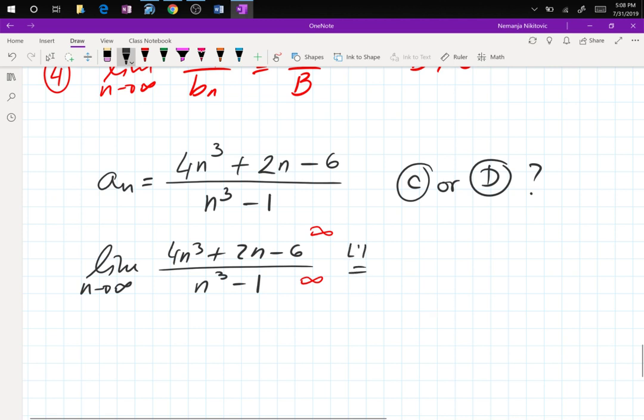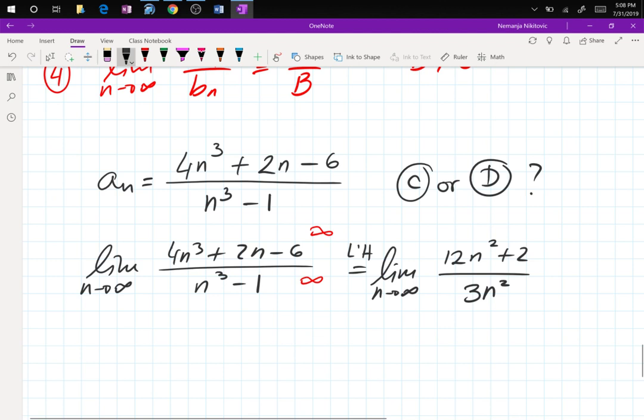So by L'Hopital's rule, you have to put L'H because these functions are not going to be the same at all. You didn't even do the quotient rule, right? But the result is the same, which is great. Now we take the derivative on top, we get 12n squared plus 2, and on the bottom we get 3n squared.